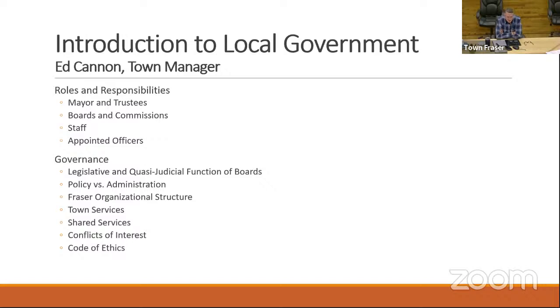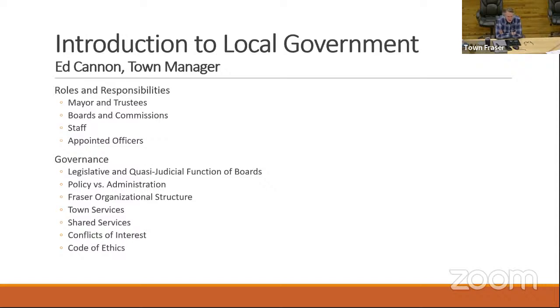And then next, we're going to talk a little bit about governance. And to me, governance is about how you govern. It's not necessarily the government itself. It's about how you actually operate. We'll talk about the legislative and the quasi-judicial function of the Board of Trustees. We're going to delve into the difference between policy and administration and understanding the reason why there needs to be some separation there. We'll get into our organizational structure.